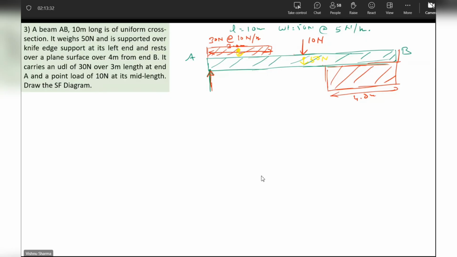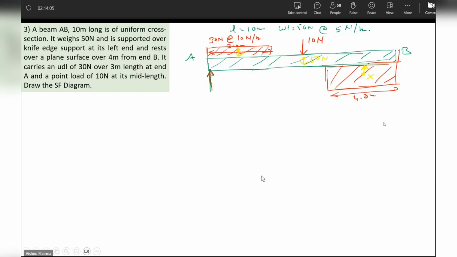Is the reaction at the end concentrated? Is it at one point? Is the reaction at B concentrated? No, sir. Then it will be assumed to be acting upwards through its center of reaction. Yes or no? Correct? Guys, do you agree? Let me call this point X.